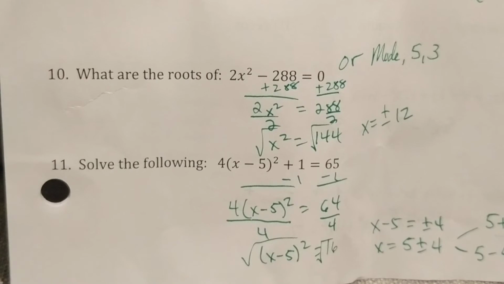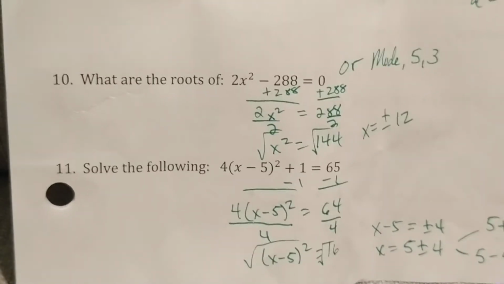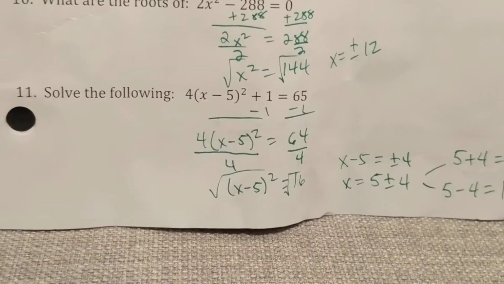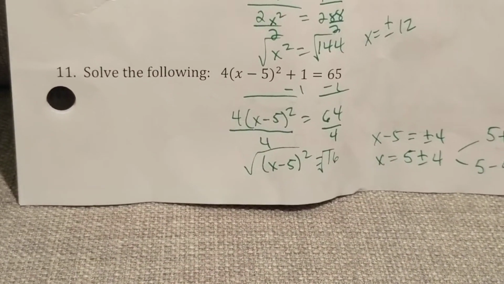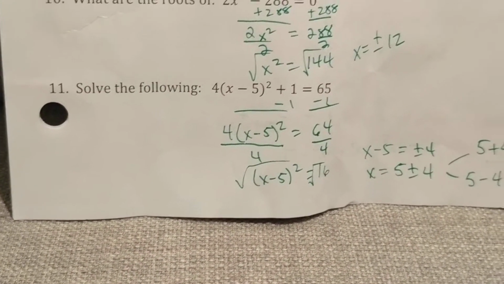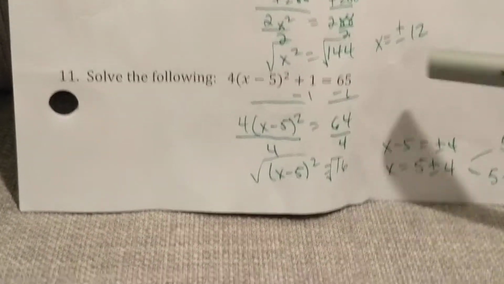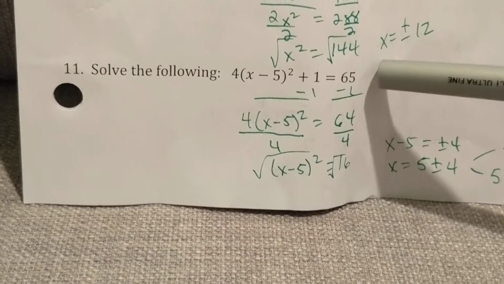Now number 11, you don't have much choice. You just have to solve by getting the quadratic by itself. So it says solve the following: 4 times (x minus 5) squared plus 1. So step 1, subtract 1 from each side.